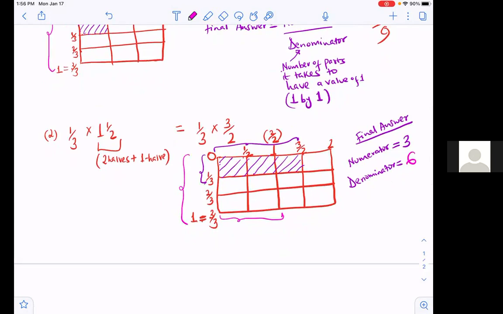And therefore, the final answer to our question, a third times 3 halves, should be 3 sixths. If you like it better, we always simplify our fraction, and this is the same as saying a half.